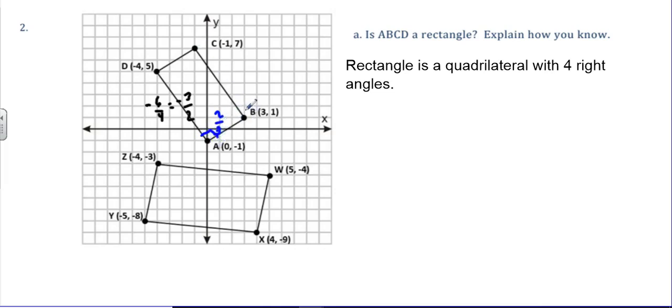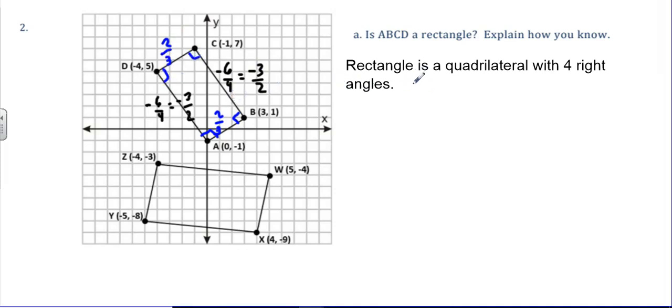From B to C, we'll go up 1, 2, 3, 4, 5, 6, and over 1, 2, 3, 4. The slope of BC then is negative 6 over 4, which simplifies to negative 3 over 2, which is an opposite reciprocal to segment AB. Then from C to D, I'll go down 2 and then over 3, so my slope is a positive 2/3. 2/3 is opposite reciprocal to negative 3 over 2, so I know that I have right angles.